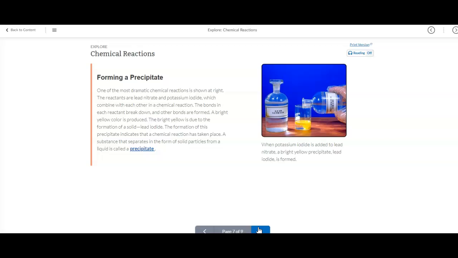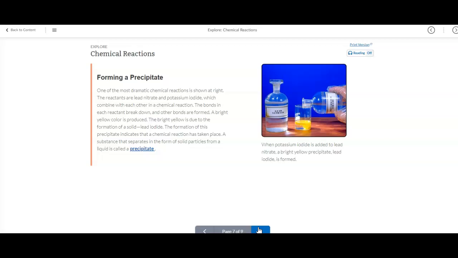All right, so now we're talking about the forming of a precipitate, and these are pretty cool experiments. One of the most dramatic chemical reactions is shown at the right. The reactants are lead nitrate and potassium iodide, which combine with each other in a chemical reaction. The bonds in each reactant break down and other bonds are formed. A bright yellow color is produced.